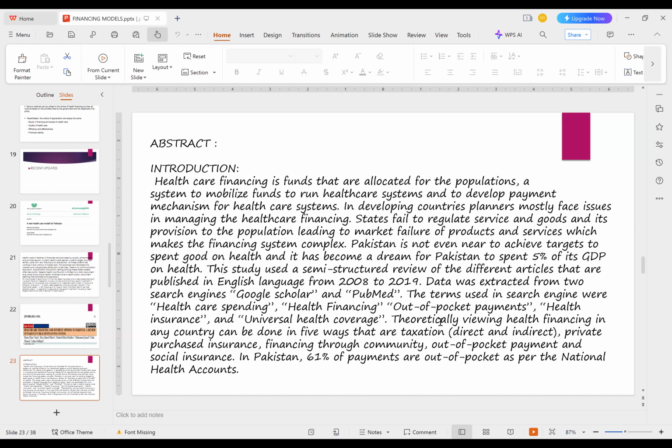Theoretically, health financing in any country can be done in 5 ways: taxation, direct and indirect, private purchase insurance, financing through community, out-of-pocket payments, and social insurance. In Pakistan, 61% of payments are out of pocket as per the National Health Account.